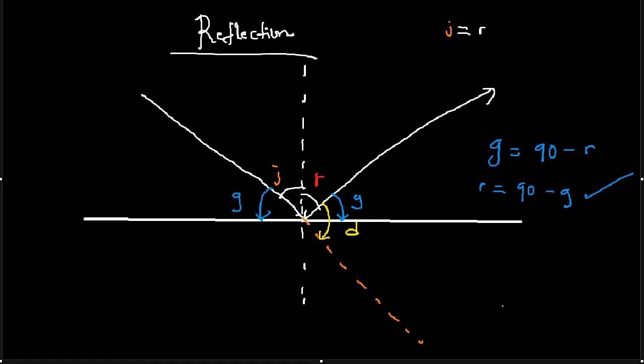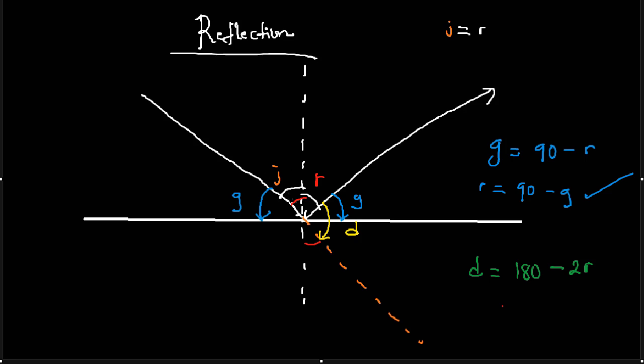So what is the angle of deviation? I'm just going to tell you the formula straight away. This D is given by 180 minus 2r, or 180 minus 2i. You know r and i are equal when it comes to reflection. But how do I arrive here? Simple geometry. Now if you look at the angle of incidence, this angle and this angle are vertically opposite angles.